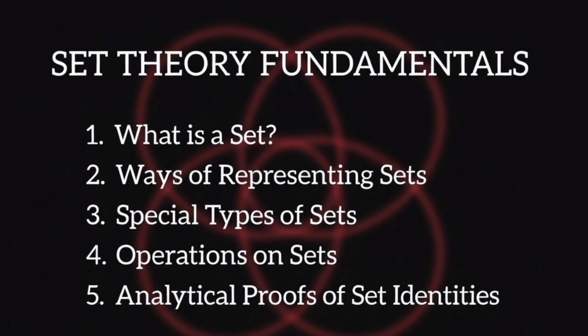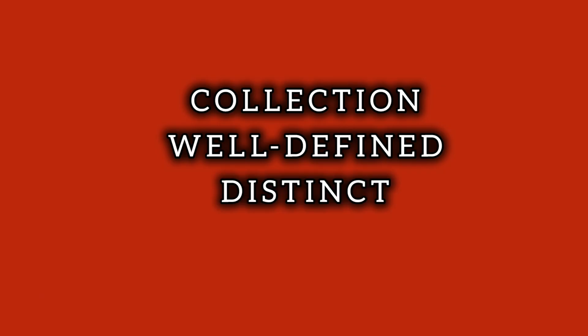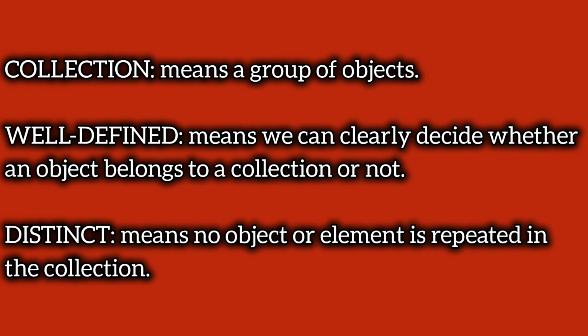So let's get started. What is a set? A set is a well-defined collection of distinct objects called elements or members. Now, emphasis on collection, well-defined and distinct. Collection means a group of objects. Well-defined means we can clearly decide whether something belongs to a set or not. Distinct means there are no repeated elements in a set.